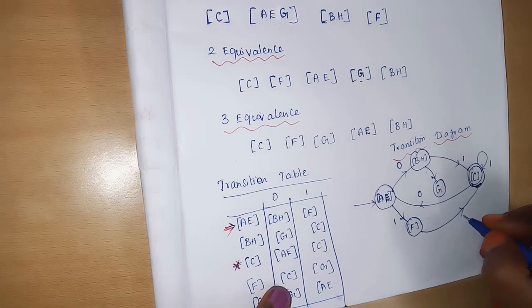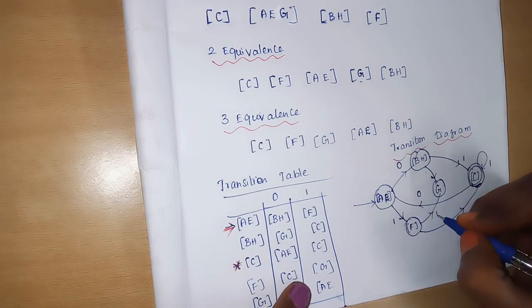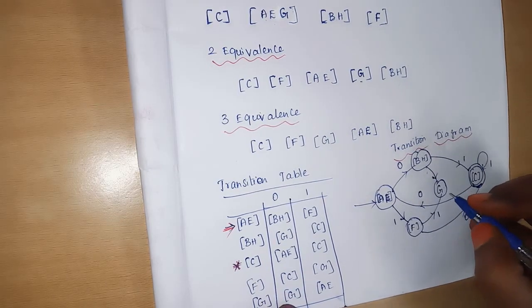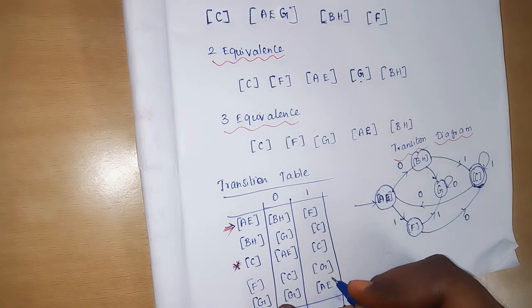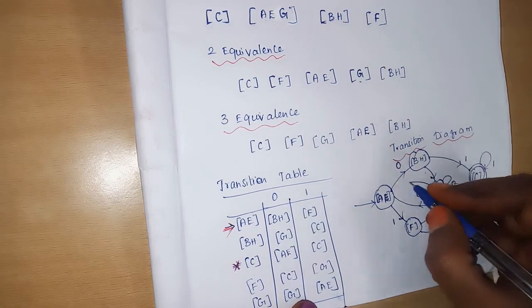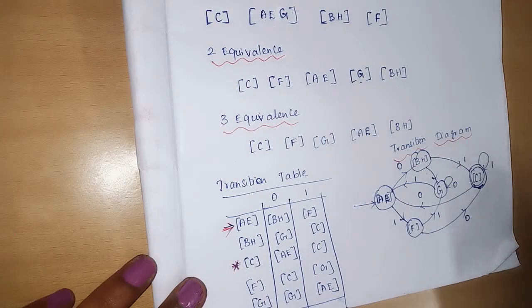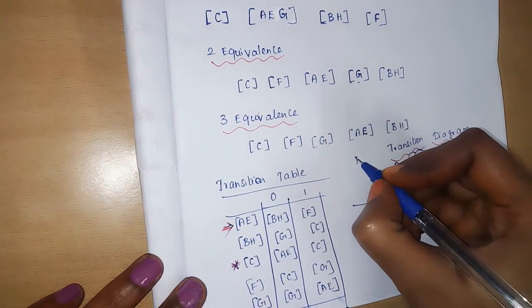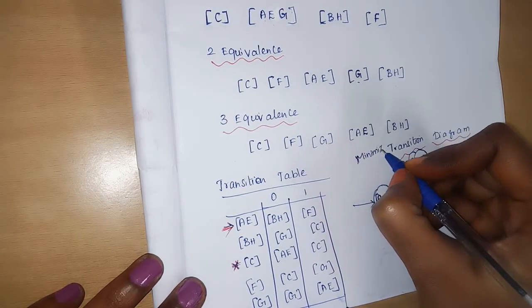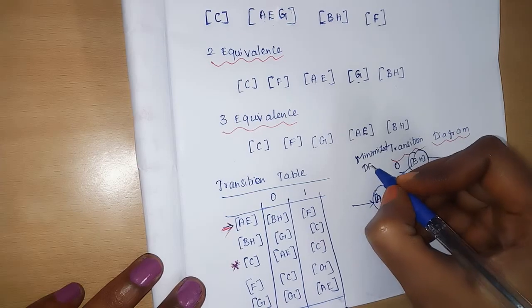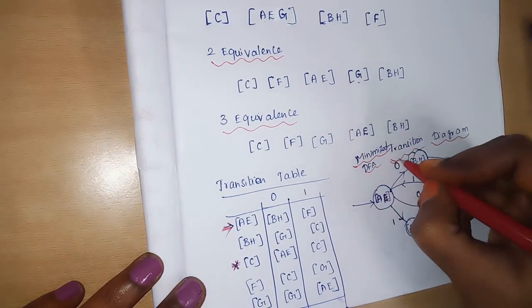On F, on 0 it is going to C, on 1 it is going to F. On G it is a self state on 0. On 1 it is going to A. So this is my minimized DFA transition diagram, right?